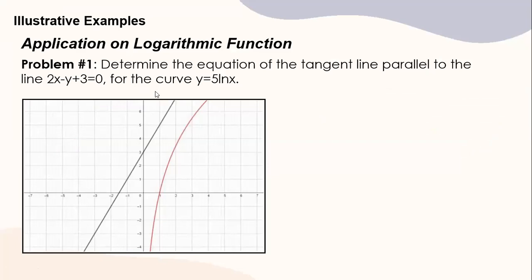So application on logarithmic function. Problem number 1, determine the equation of the tangent line parallel to the line 2x minus y plus 3 is equal to 0 for the curve y is equal to 5 ln x. So this is the curve 5 ln x. So y is equal to 5 ln x. Okay. So and we have a line here. Okay. So sabi, determine the equation of the tangent line daw parallel to the line 2x minus y plus 3. So ito yung line na yon.